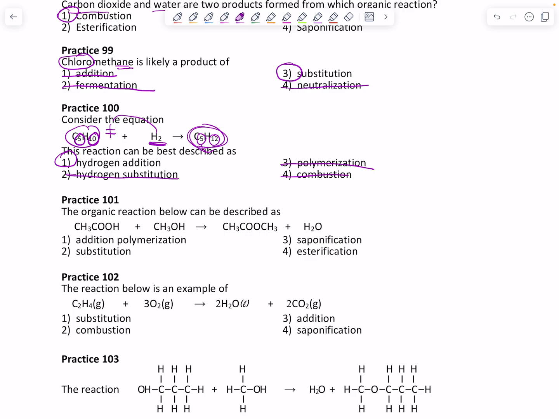All right, 101, the organic reaction below can be described as, and they give us 4 different types. If I look at my different functional groups, I see COOH, so that's an organic acid or a carboxylic acid. I see OH, so that's an alcohol. Over here I see water as a product, and my other product has this O-O in the middle, which implies that one is double bonded and the other is single bonded. That is an ester. So I have an acid plus an alcohol, and my products are an ester and water, so it should be pretty easy. If I'm producing an ester, it's esterification.